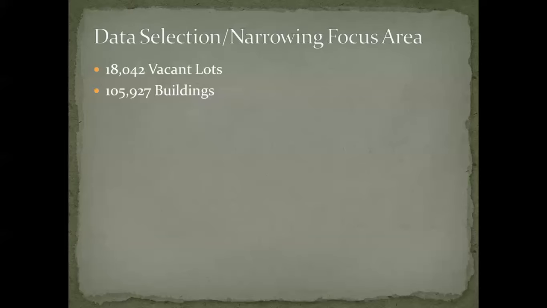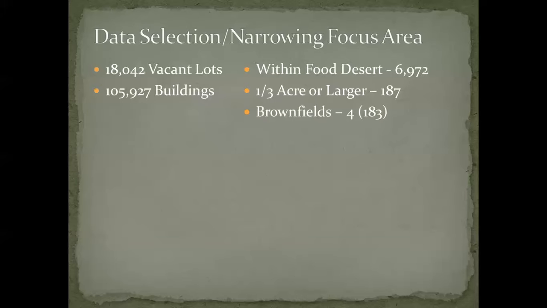So within our food desert, there are 6,972 vacant lots. Now we're only trying to look at vacant lots that are a third acre or more, and that brings us down to 187. We'll take out the 4 brownfields that are found within the Baltimore City food deserts, and that brings us to 183, and then subtract the 45 city parks, which drops us to a final number of 138 areas to work with. Now 138 areas is also a significant number to work with considering what we're trying to do. So let's bring this down a little bit further, more to a neighborhood level.